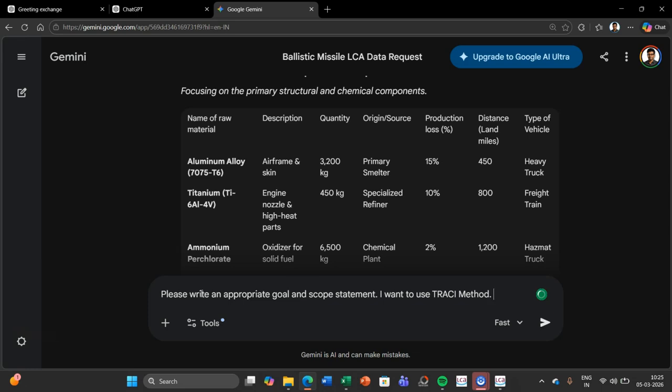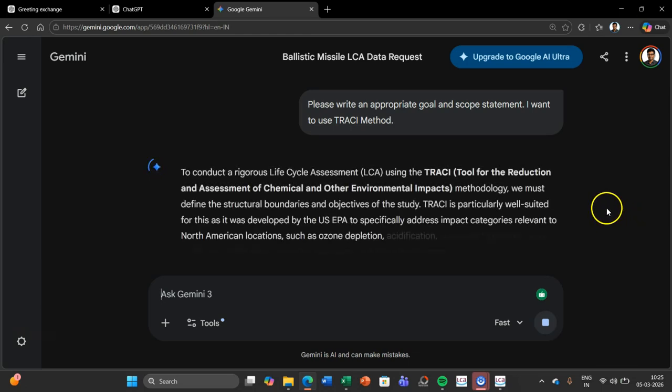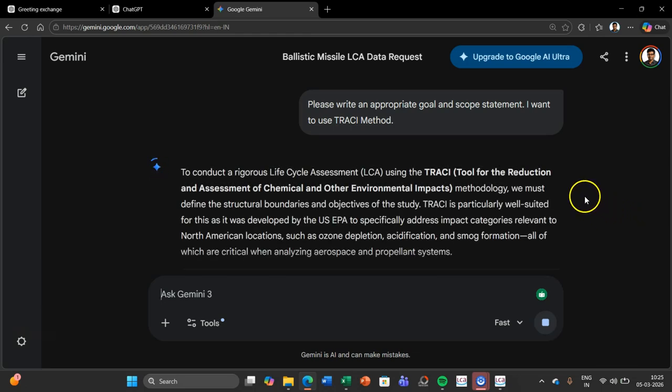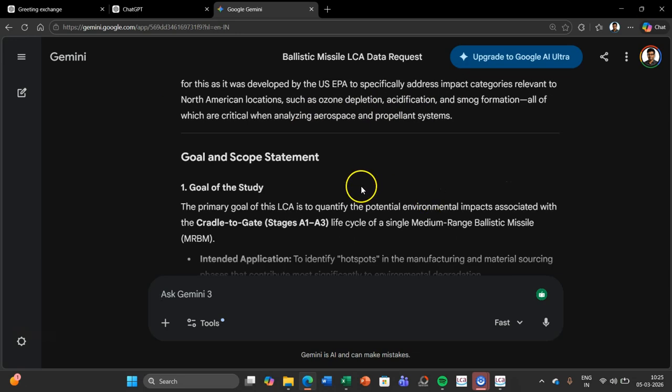I hope you know why. This belongs to the United States and North American region as a whole. To conduct a rigorous methodology we must define structural boundaries. It is well suited as it was developed by US EPA. Fine. Goal and scope statement.